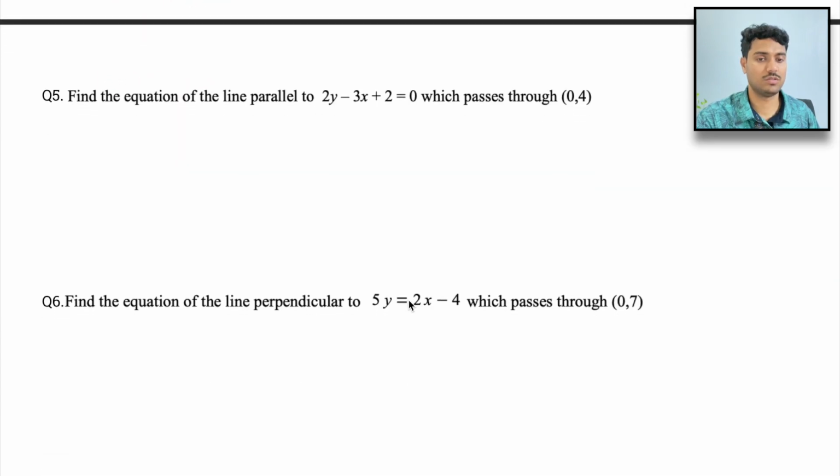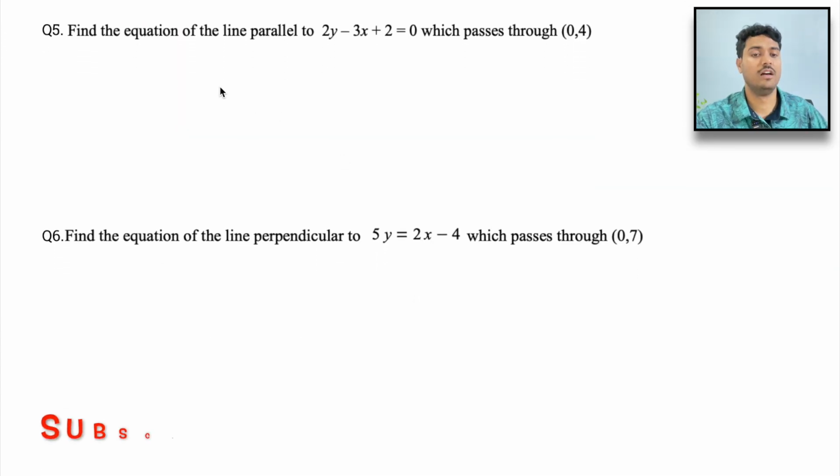Next question, question number 5. It says find the equation of a line parallel to 2y minus 3x plus 2 equals 0 which passes through (0, 4). If you have reached till here, you can pause the video and try to solve it by yourself, and then you can come back and check the answer. It says find the equation of the line which is parallel to this line and which passes through (0, 4).